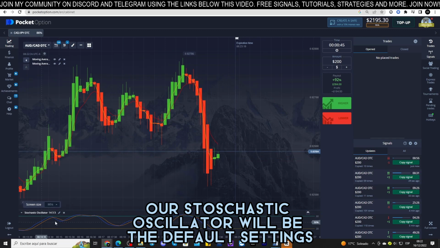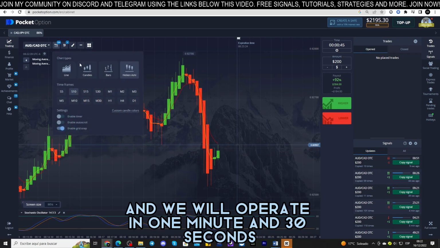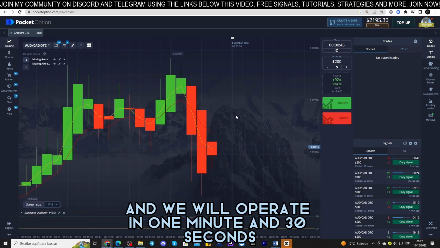Our stochastic oscillator will be the default settings. We will see the candles in 30 seconds and we will operate in 1 minute and 30 seconds.